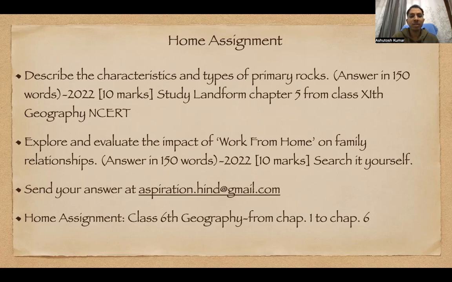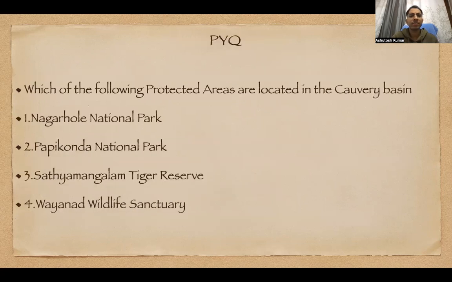And this is your home assignment: class 6 geography from chapter 1 to chapter 6, only 40 pages. Now, this one is a previous year question. If you see the 2020 prelims paper, there have been many questions, particularly from the environment section. And in the environment section, you will find questions related to national parks and wildlife. So you need to focus on these aspects, okay?